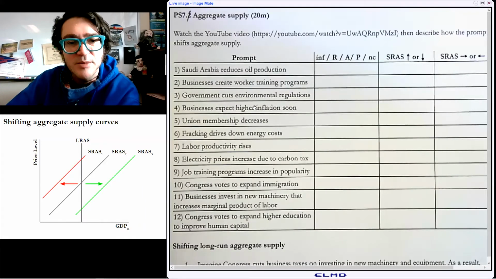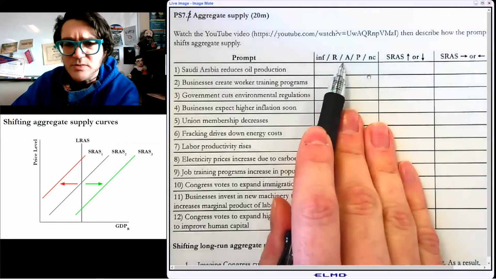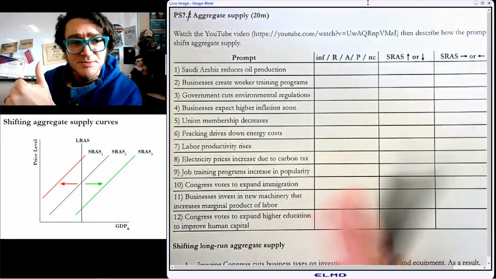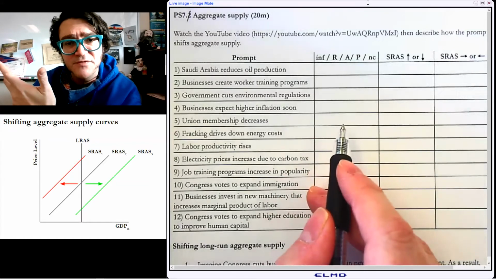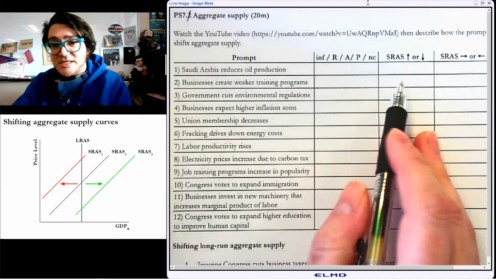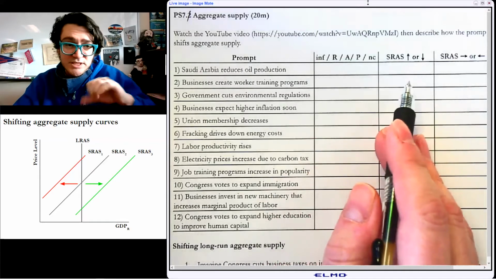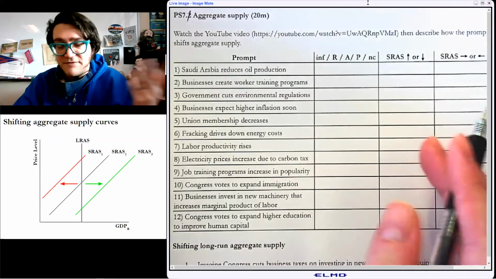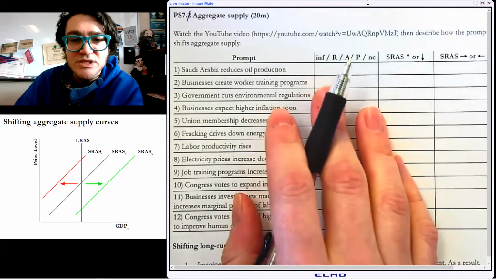So the first thing is going to be a prompt, and then you're going to choose: is it IRAP, inflationary expectations, resource prices, actions by the government affecting producers, productivity, or no change? And then does short-run aggregate supply go up or down, or is it a decrease or increase, left or right? So, Saudi Arabia reduces oil production.